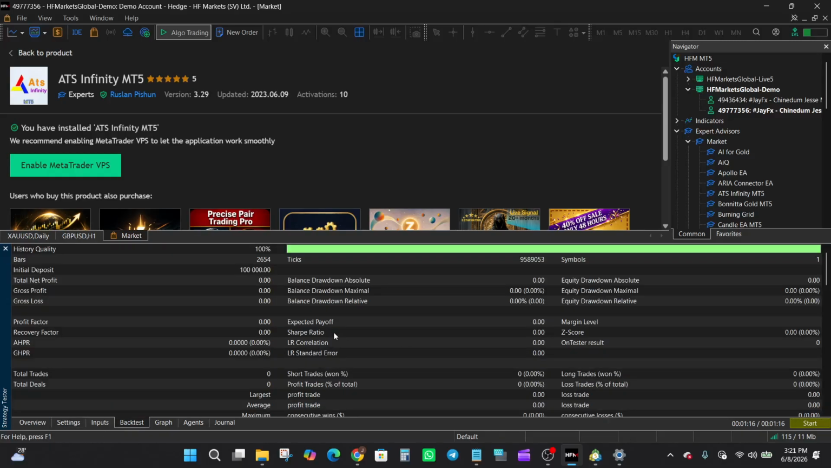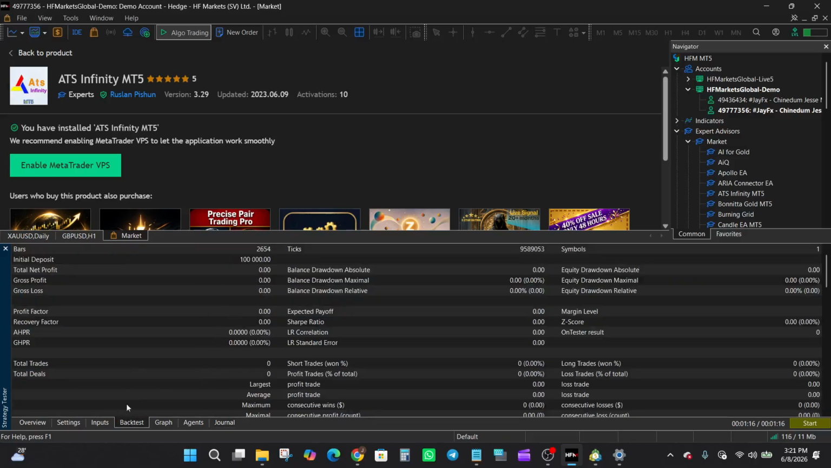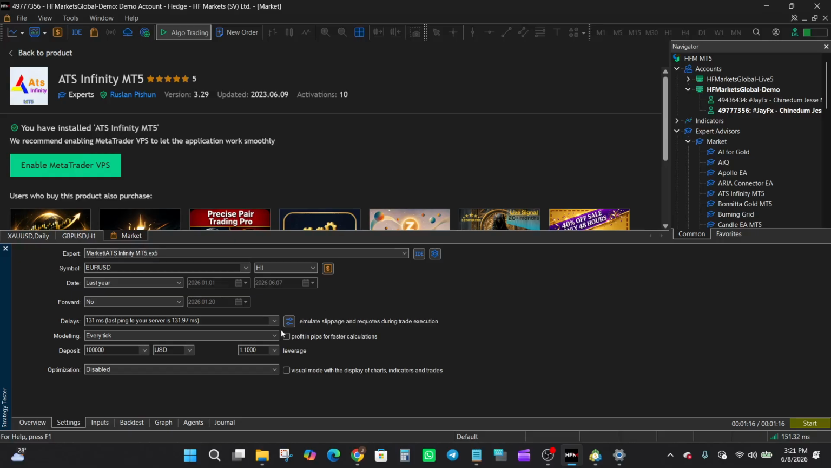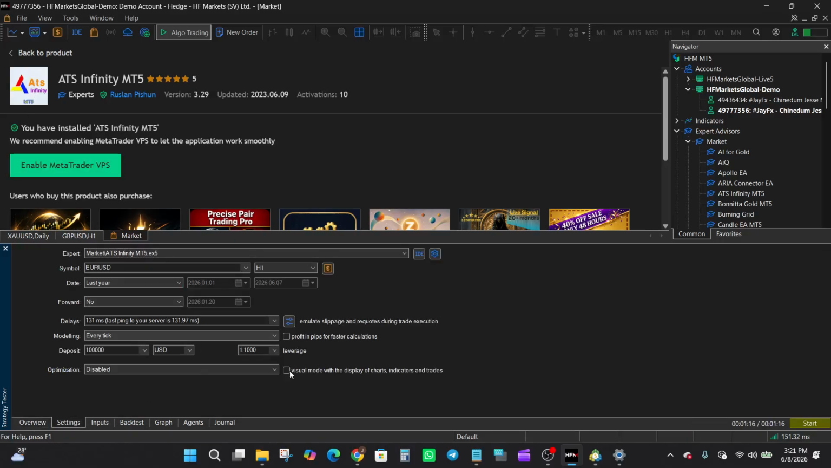So as we can see, the results that we have here show that no trade was taken. I'm just going to check the journal real quick, and I can't exactly find the particular reason for no trade being taken during the course of the back testing. Okay, but quickly, I'm just going to turn on the visual mode so that we can see the EA in action.